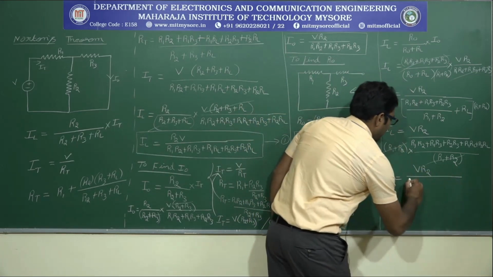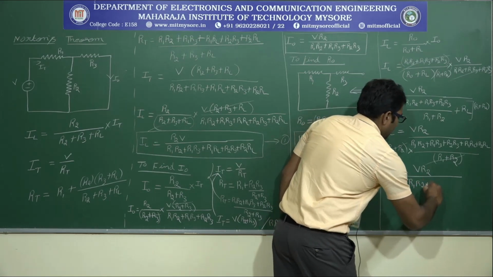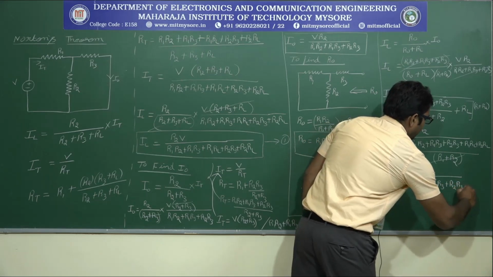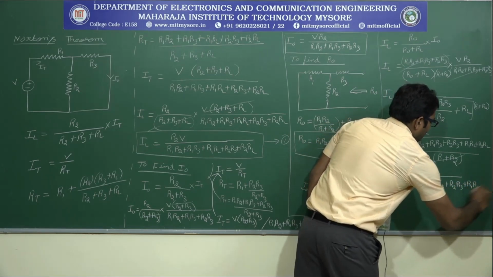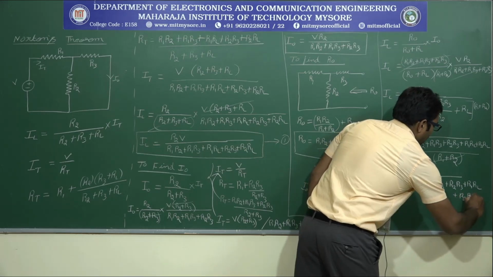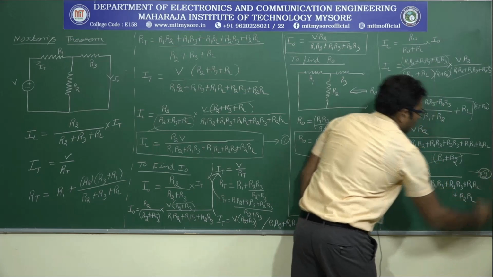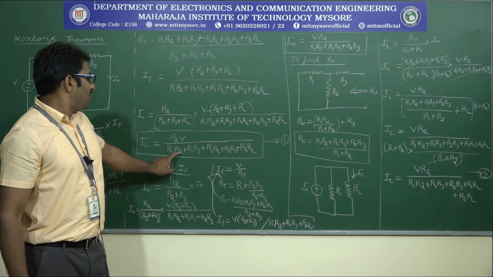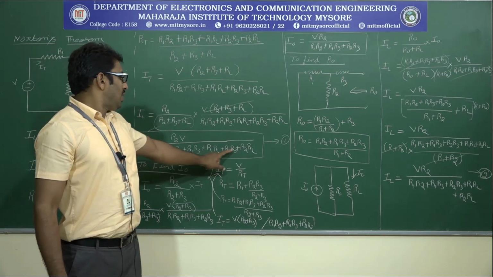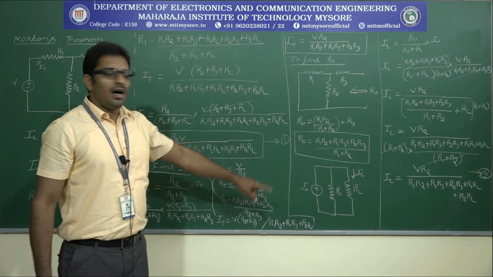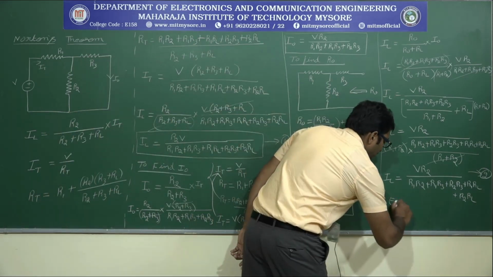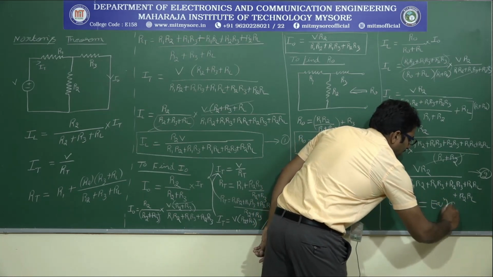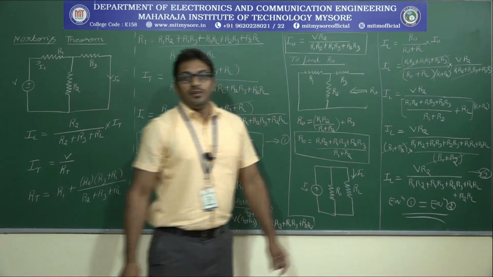VR2 divided by R1 R2 plus R1 R3 plus R2 R3 plus R1 RL plus R2 RL, and call this as equation 2. Say equation 1, R2V divided by R1 R2, R1 R3, R2 R3, R1 RL, R2 RL. Say equation 1 is exactly same as equation 2. Hence, it is a proof of Norton's theorem.